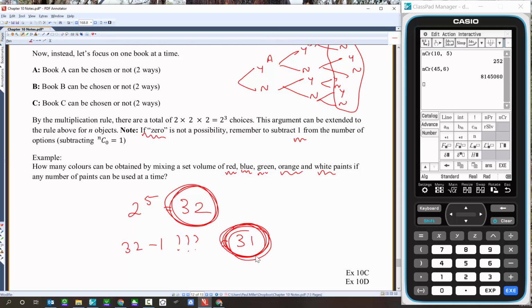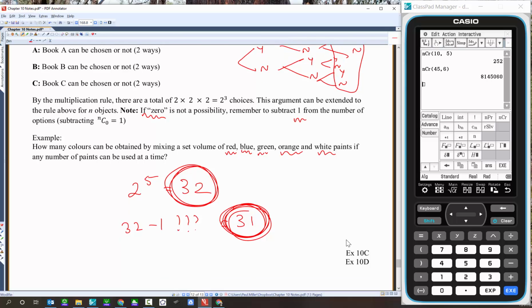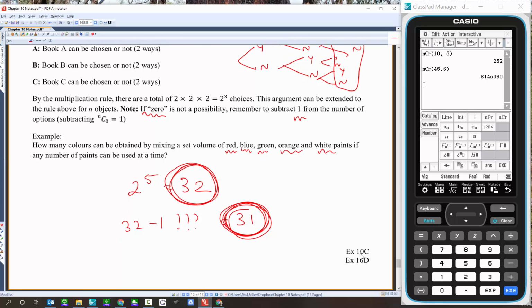There's 31 possibilities there. All right, so check the study or the set questions there and do those questions from 10C, 10D as well. There's some pretty hard questions in 10D. When you find that difficult, I say when you find that difficult, know that it's tough stuff.